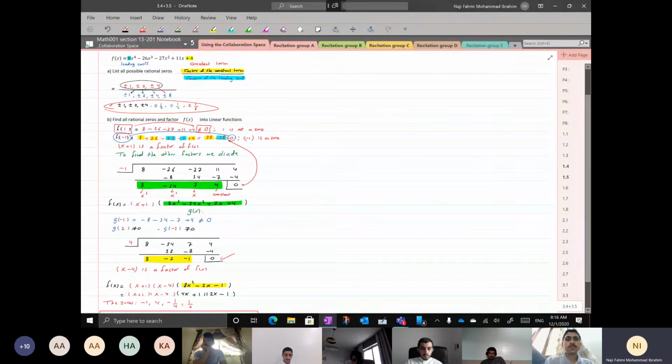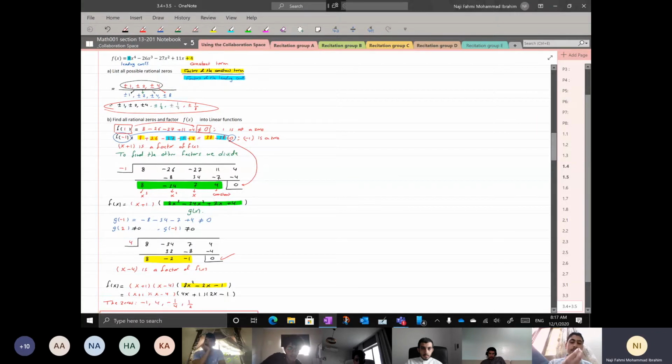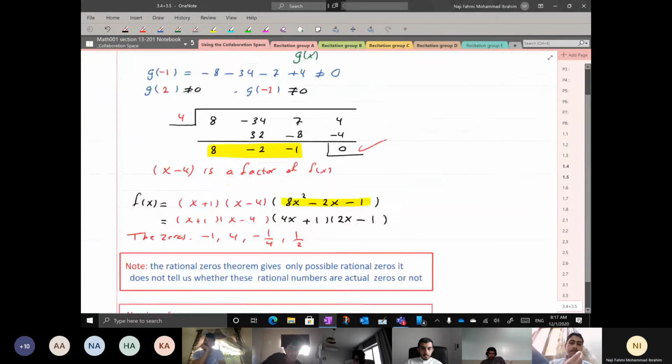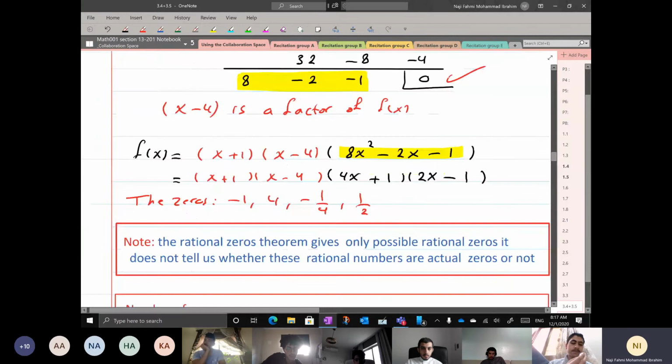If you have a question, raise your hand. Nothing? Abdul Khaliq, yes, why didn't you complete? Can you repeat? Why didn't you complete? Complete what? When you complete the rest of the zeros? I found all the zeros here. I'm factoring. If I factor, I found all the zeros.